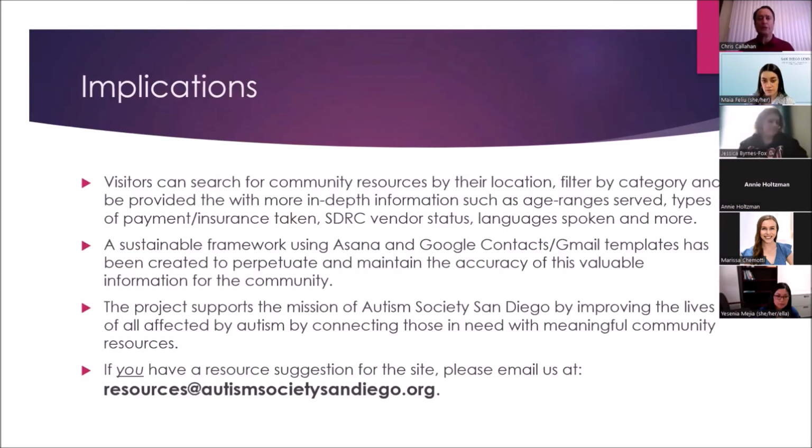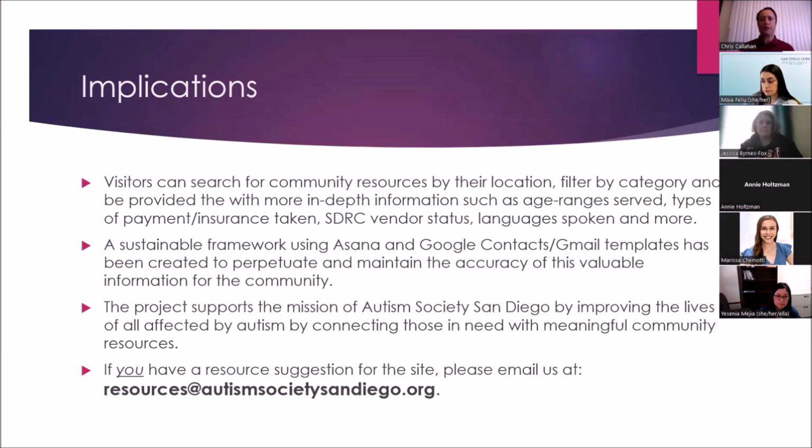So the implications are that visitors can search for community resources very locally. The filtering helps families, maybe if they're not certain about what a typical category is, if they select that category and read the descriptions of the service providers, they're much more likely to become informed about the types of services that are available. And by providing the more in-depth information, we feel this is really expanding the quality of the resources available to the community.